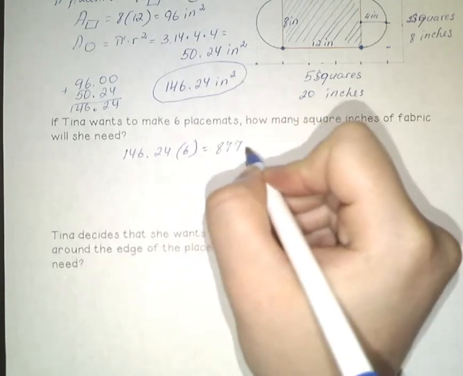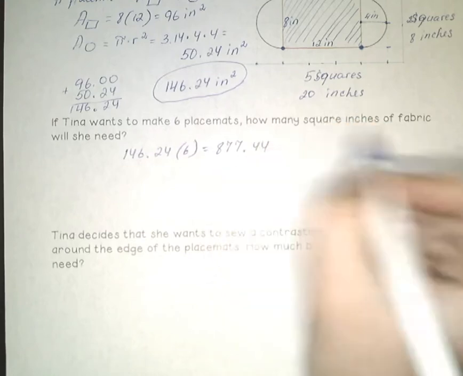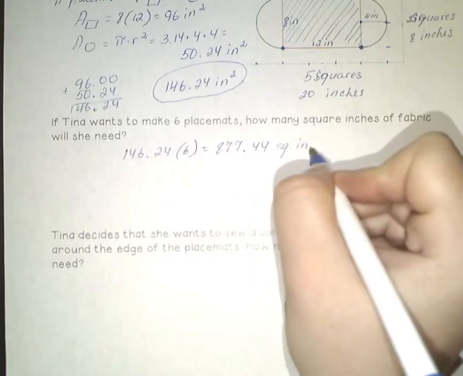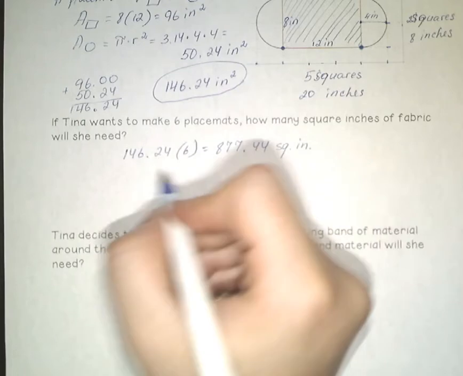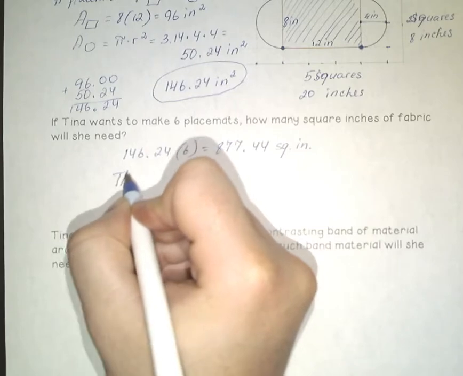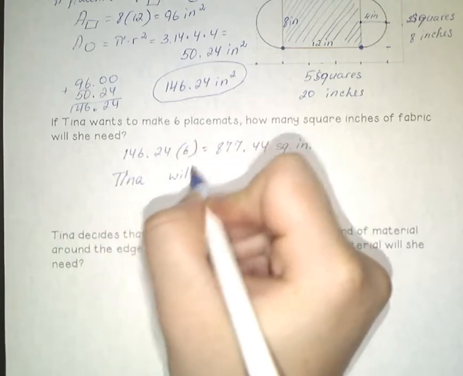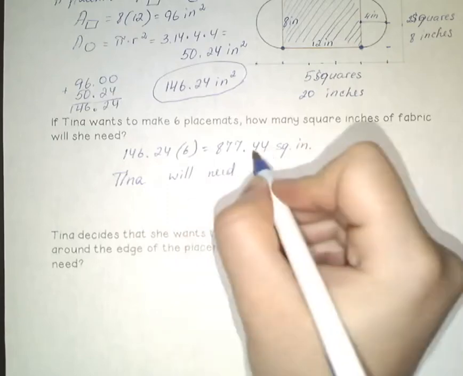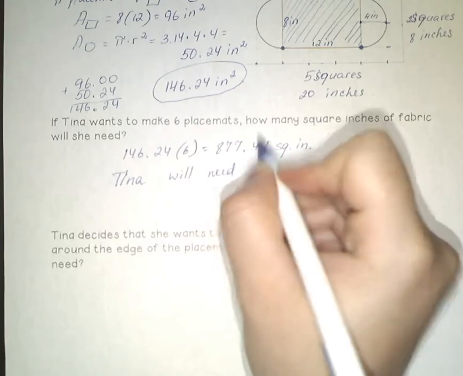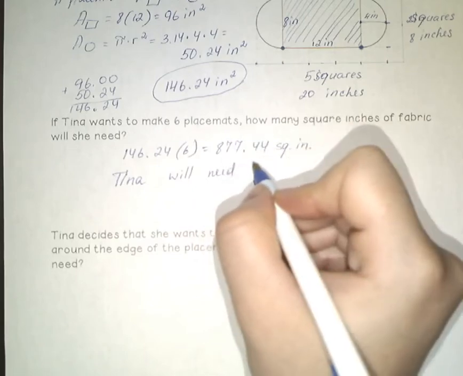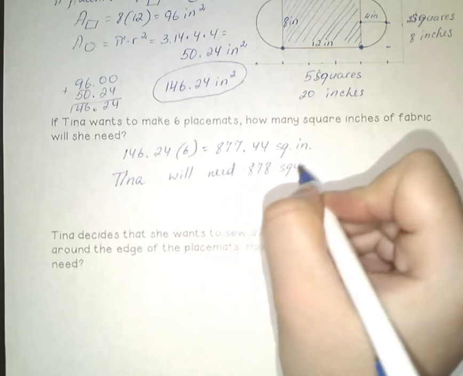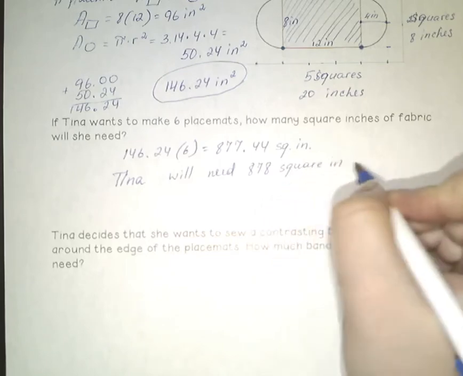877.44 square inches. Okay, so Tina will need, we can't have 44 hundredths of a square inch, so we will have to round 1 square inch up, right? So she will need to buy 878 square inches of fabric.